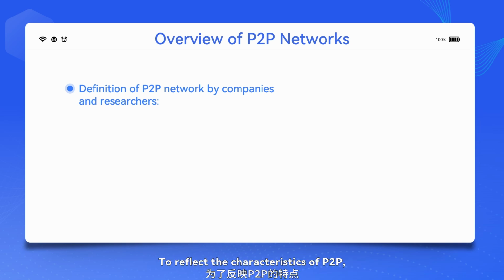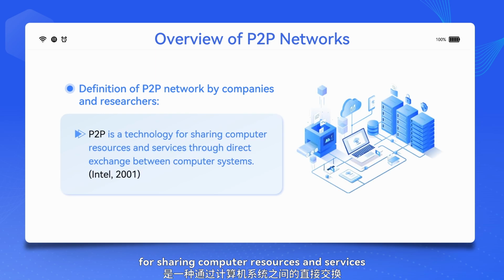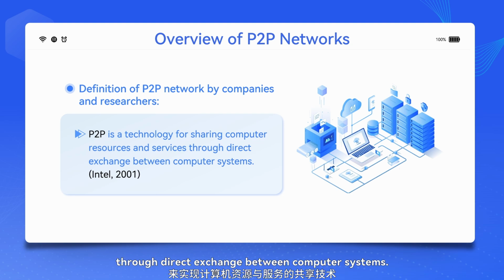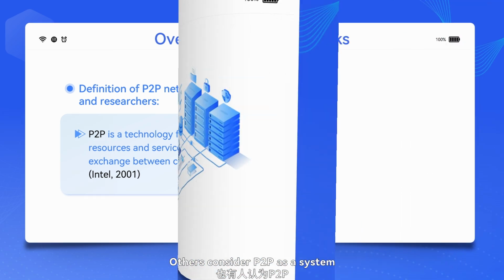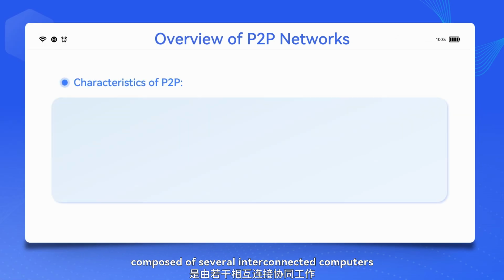To reflect the characteristics of P2P, some representative IT companies and researchers have provided various definitions of P2P networks. For instance, some believe that P2P is a technology for sharing computer resources and services through direct exchange between computer systems. Others consider P2P as a system composed of several interconnected computers working collaboratively with the following features.